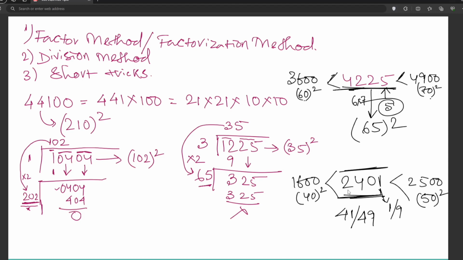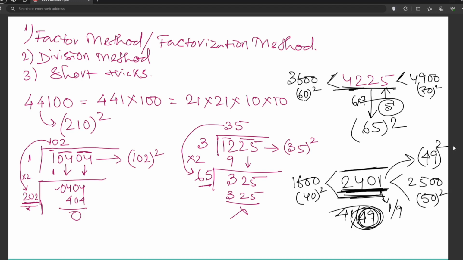Now 2401 is closer to 2500, and it is a long distance from 1600. So the square root should be 49. So the square root of 2401 is 49. That means we can say 49 squared is 2401. This is the short trick.